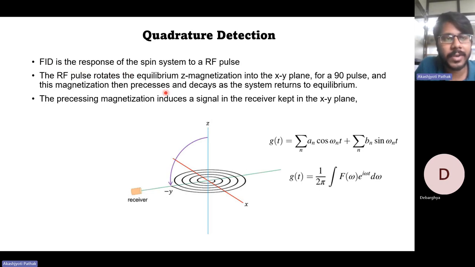The free induction decay is the response of the spin system to an RF pulse. The RF pulse rotates the equilibrium Z magnetization into the XY plane. So for a 90-degree pulse, this magnetization then precesses and decays as the system returns to equilibrium. As the system decays and returns to equilibrium, the signal is detected by the receiver due to the fluctuating magnetic fields of the nuclear spins. Okay, the precessing magnetization induces a signal in the receiver coil in the XY plane.